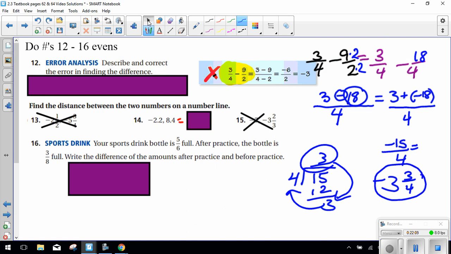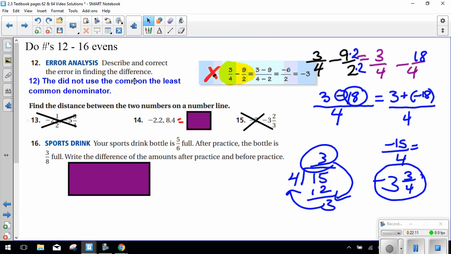And here's just a summary of the solution we're looking for. So the description is they did not use, well, I guess I didn't write that correctly. They did not use the least common denominator. Okay, so that was number 12. I'm going to move on to number 14.